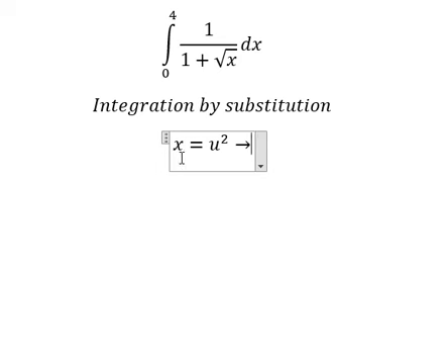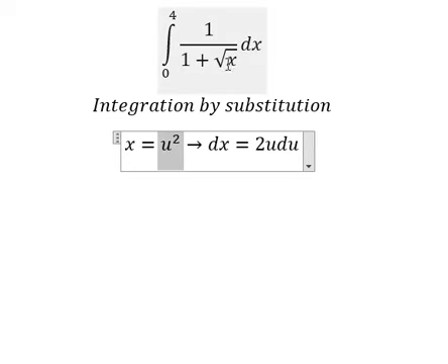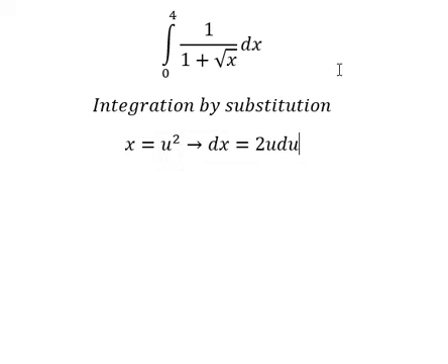Later that, we need to do first the derivative for both sides, and we have 2u du. Because I want to cancel the square root, that's why I need to select u squared in here. Next, we need to change the bounds.